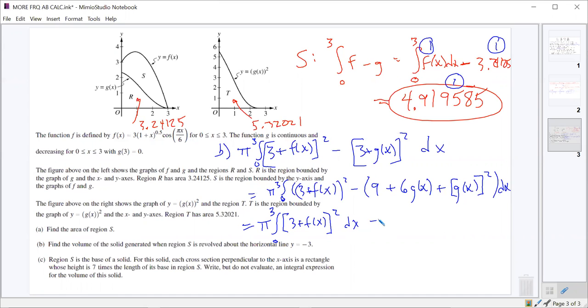I hope. What's the integral of 9? Okay, 9x is the integral of 9. Good work. And then what about 6g of x? Well, the integral of 6 g of x is just the area under g of x times 6. So that'd be, if we distribute the minus, 6 times 3.24125. And then minus the integral of g of x squared, which is 5.32021. Everybody good with that or no?